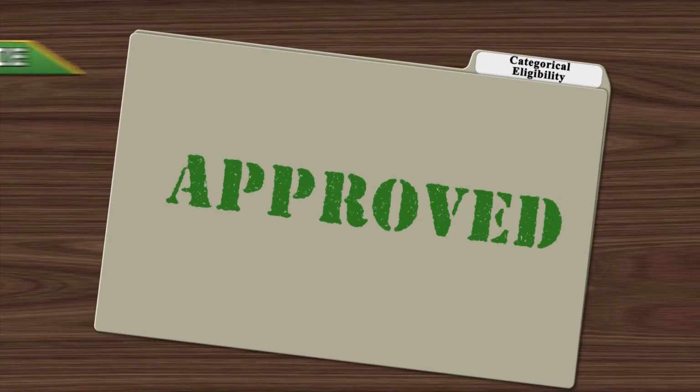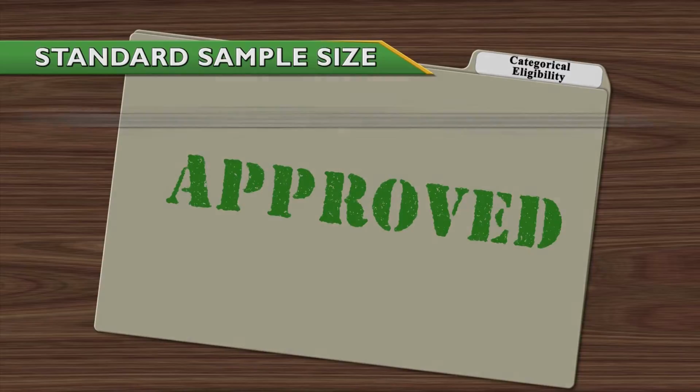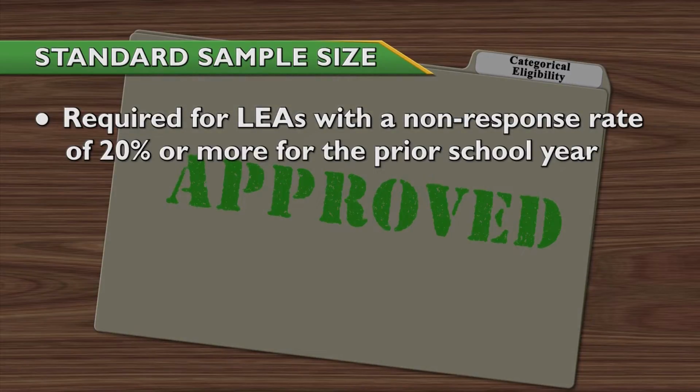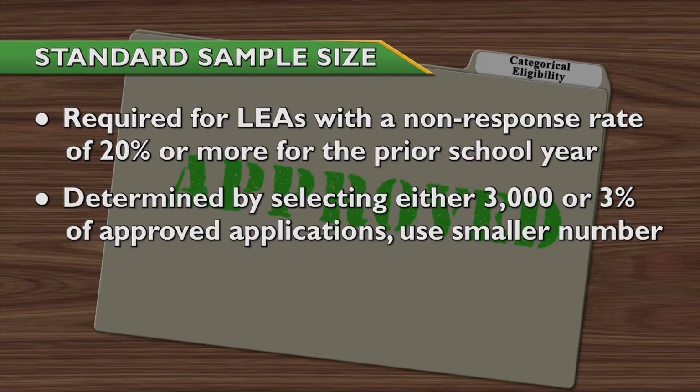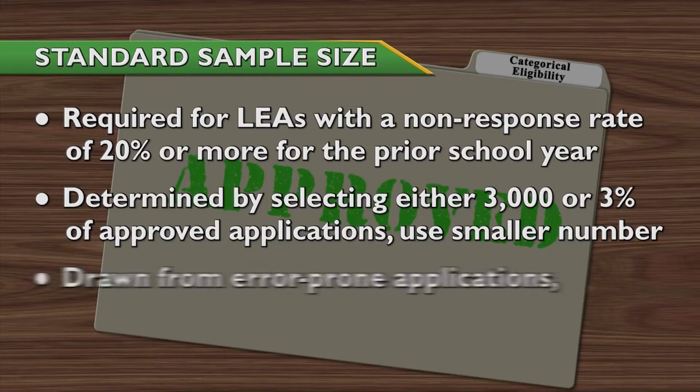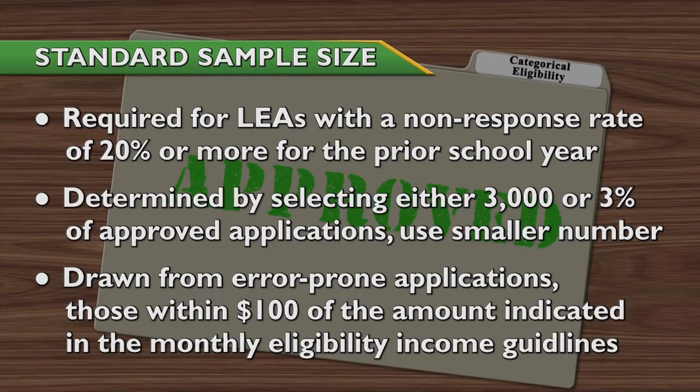Factors regarding the standard sample size include LEAs with a non-response rate of 20% or more for the prior school year are required to use the standard sample size method. Sample size is determined by selecting either 3,000 or 3% of all approved applications. The smaller number is used. The verification sample size is drawn from error-prone applications. These are applications which show a monthly income within $100 of the maximum amount allowed for a household, or within $1,200 of the maximum amount allowed annually.